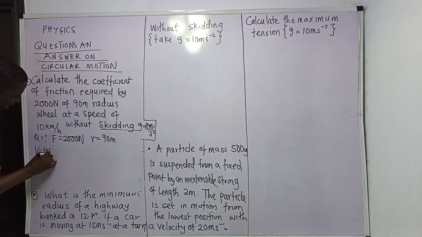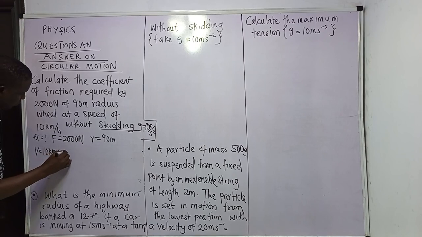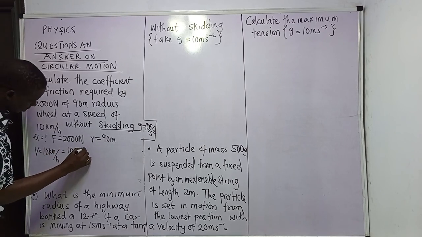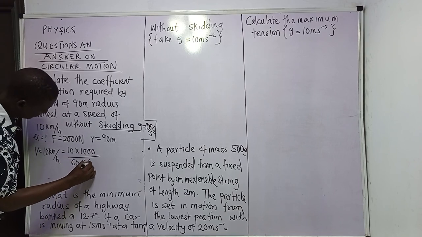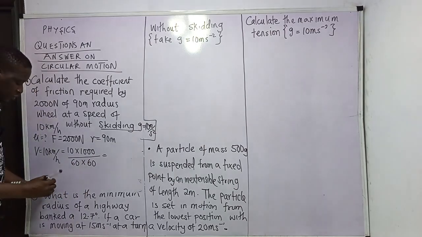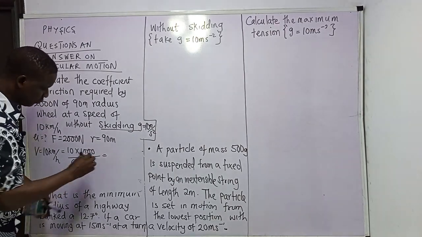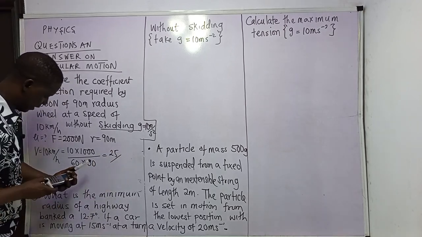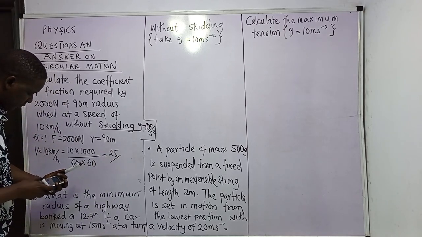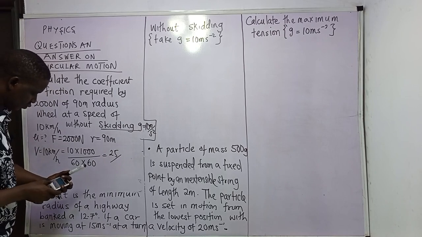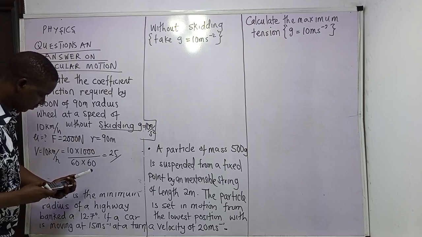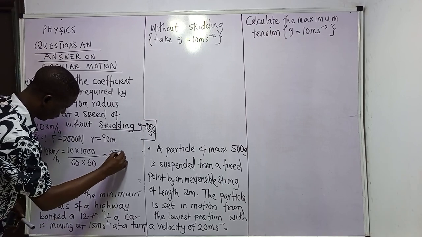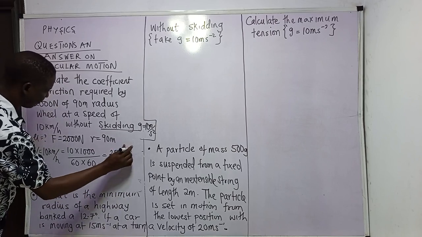At a speed of 10 kilometer per hour. So you convert to meter per second, which is 10 times 1000 divided by 60 times 60. And that will be giving us what? 25 over 9. Just for confirmation, let's do that. 25 over 9. Correct. We have converted to meter per second.